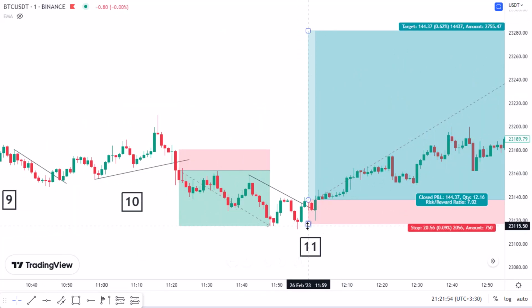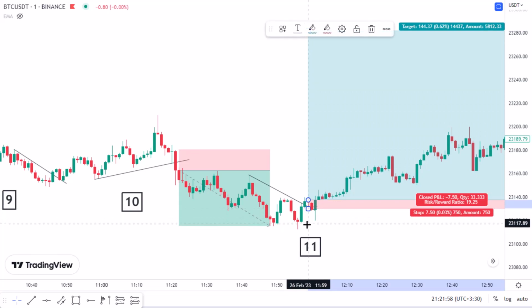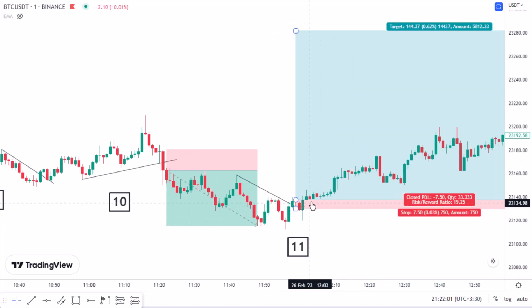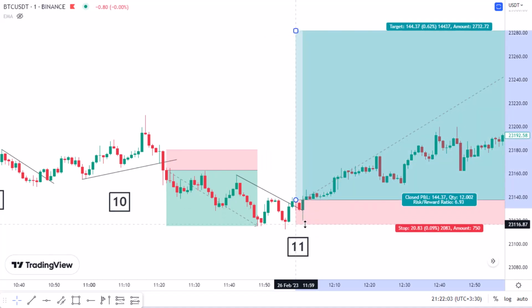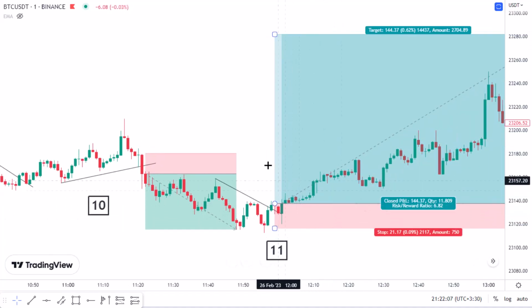One thing you should know is that if you put your stop loss below that, your stop loss was going to be activated, okay? But if you put it in a safer place like this, you can see your stop loss was not going to be activated, okay?